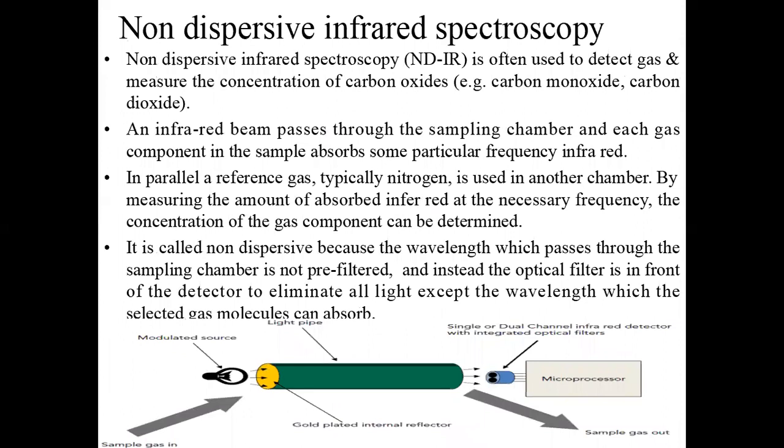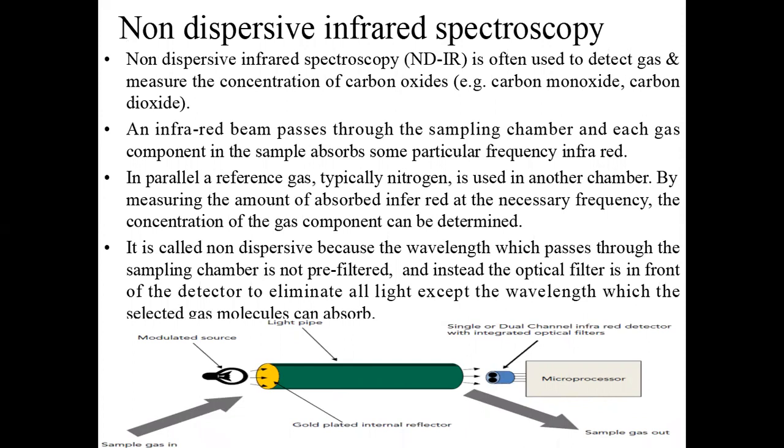Non-dispersive infrared spectroscopy. Non-dispersive infrared spectroscopy, or NDIR, is often used to detect gas and measure the concentration of carbon oxides, for example, carbon monoxide or carbon dioxide. An infrared beam passes through the sampling chamber, and each gas component in the sample absorbs some particular frequency of infrared. In parallel, a reference gas, typically nitrogen, is used in another chamber. By measuring the amount of absorbed infrared at the necessary frequency, the concentration of the gas component can be determined.